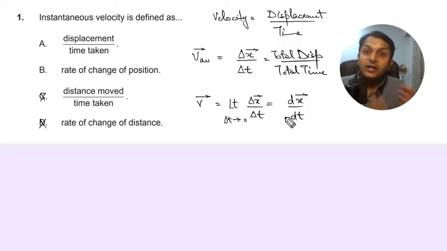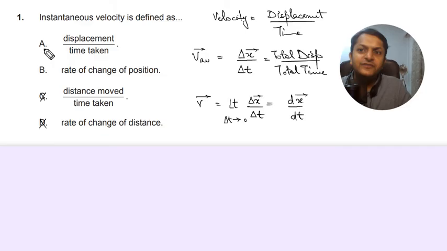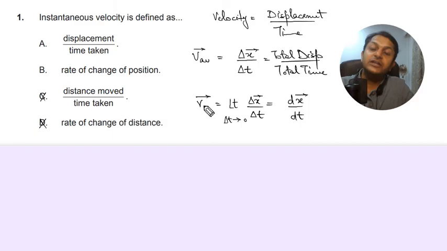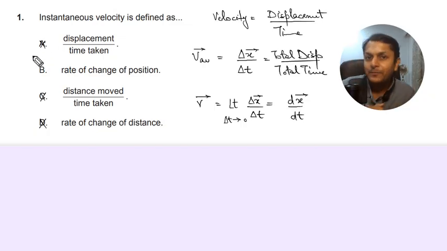Just try to imagine there is a car which is moving at 100 kilometers per hour, but you're talking about a 1 second time duration. What is the distance traveled by the car in 1 second? That kind of thing will give you the instantaneous speed, or instantaneous velocity in the case of displacement, isn't it? Now if you go for A, which is displacement divided by time, it does not say whether you're talking about the average velocity or the instantaneous velocity. Both of them are displacement divided by time, so A is not that good an answer.